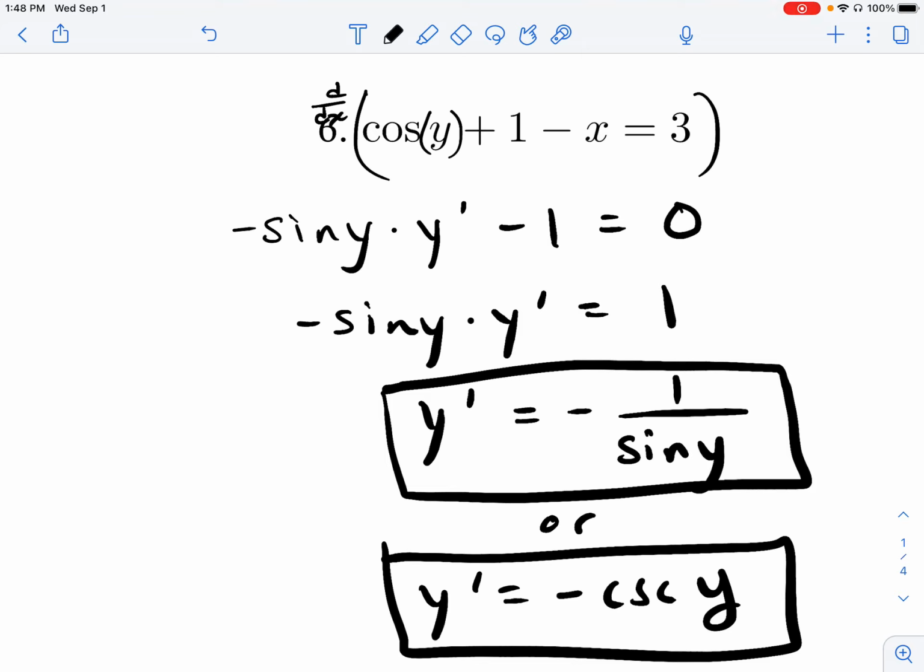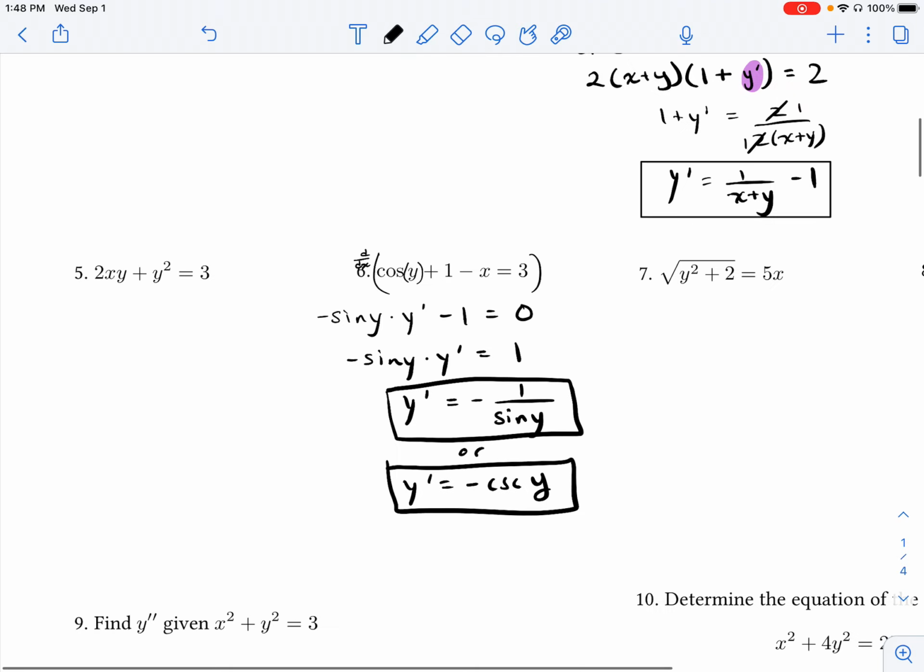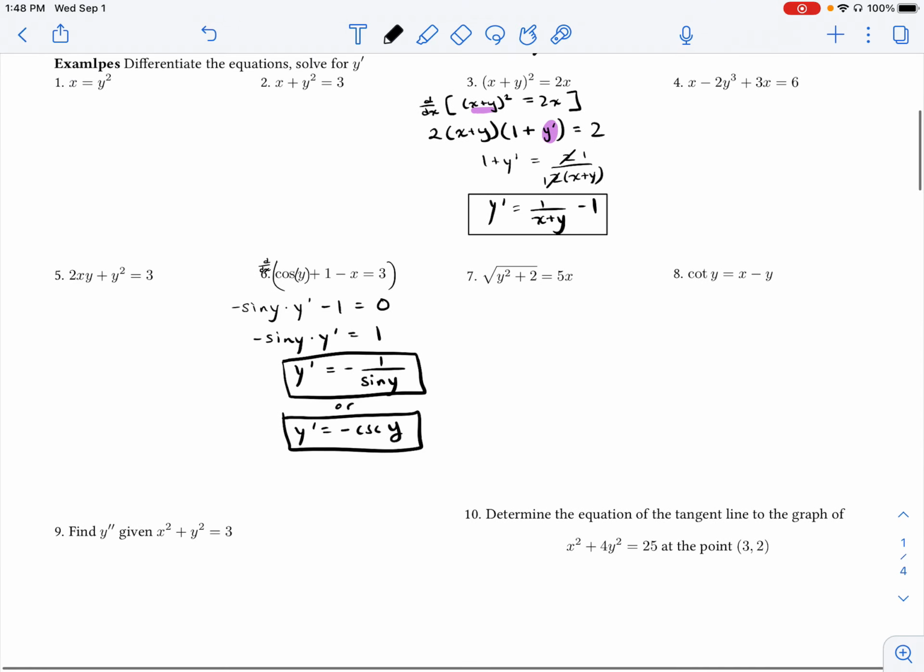Okay? So hopefully that gives you a good understanding of why implicit differentiation works and what exactly it means when we say we are doing implicit differentiation. So I encourage you to try the rest of these practice problems now on your own and check your solutions with what I have uploaded to our website.